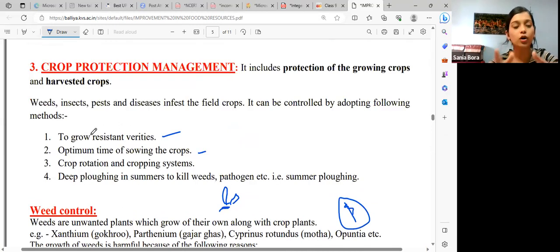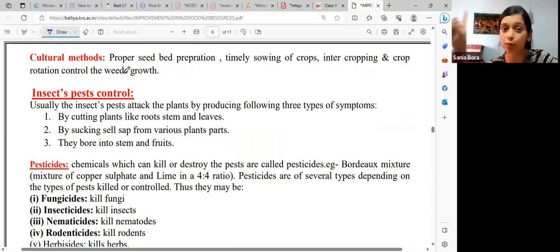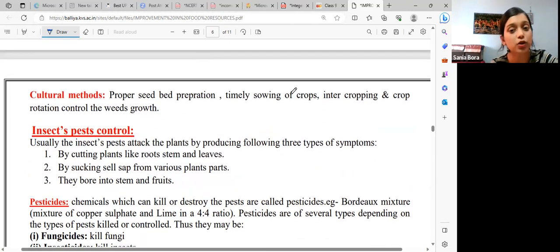Right now, first of all, what we are doing is crop protection. First I told you, control your weeds, and you can have good protection for your crop. Second, there are some cultural methods through which you can protect your crop. And how? Proper seed bed preparation, timely sowing of crops, intercropping and all that are cultural methods.